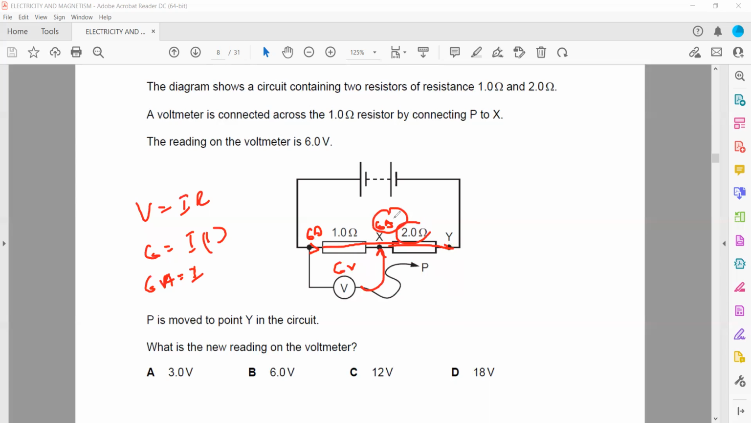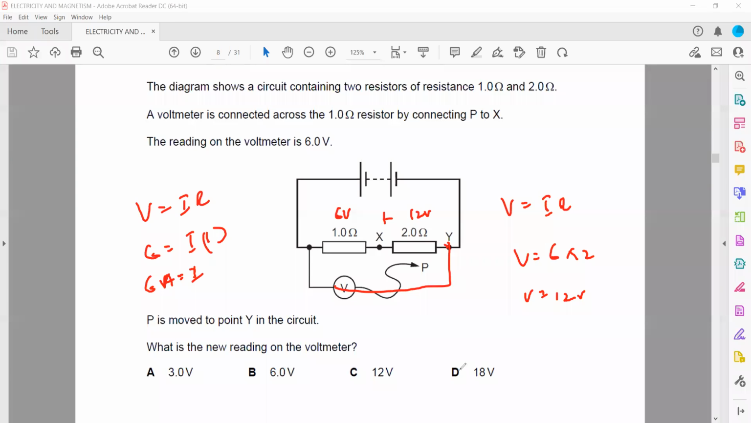So we have the current, we have the resistance. So we'll use the formula V equals IR. The current is 6 and the resistance is 2, so the voltage will be 12. So on one side the voltage is 12 and on the other side the voltage is 6. So what is the total voltage of this circuit? That is equal to 6 plus 12, which is 18 volts. So D will be the right answer.